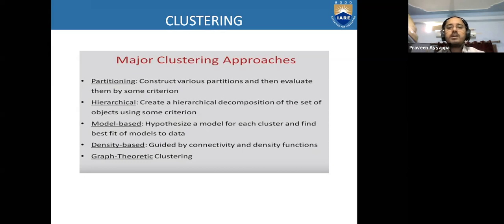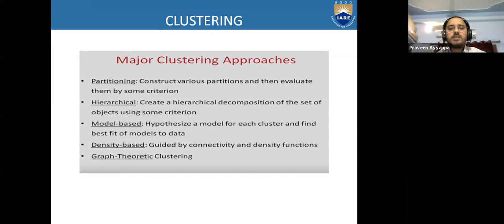Next, hierarchical. Create a hierarchical decomposition of the set of objects using some criteria. So here this hierarchy is going to be divided. Decomposition, you know the meaning of the decomposition. Either it might be dividing a big module into number of smaller modules, or adding the number of smaller modules to become a big module, right? So it means arranging in the form of a tree structure. Next, the model based one. Hypothesize a model for each cluster and find best fit of models to data.